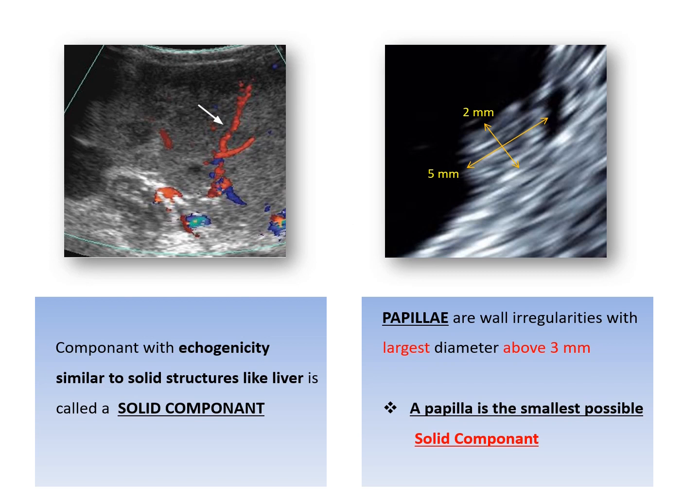Next, you go to the solid component. A component with echogenicity similar to a solid structure like the liver is called a solid component. So this is a solid ovarian tumor. The second solid component that can be there is a papilla. Papillae are wall irregularities with a largest diameter of at least 3 millimeters or more. So a papilla is the smallest possible solid component.